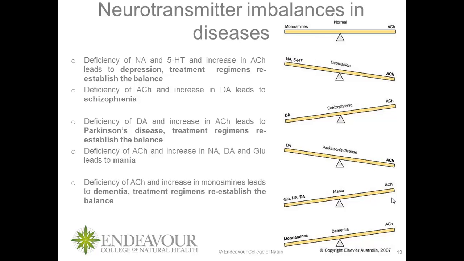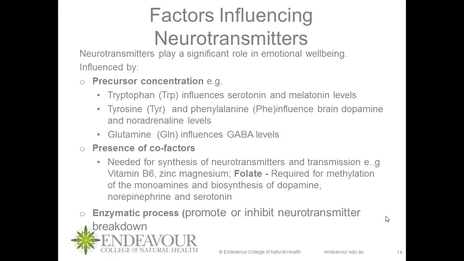Dementia was deemed to be perhaps a deficiency of acetylcholine in the CNS, maybe an increase in monoamines in the CNS. So our drug treatment wants to establish a better balance by dropping the levels of monoamines, perhaps increasing the levels of acetylcholine in the CNS.